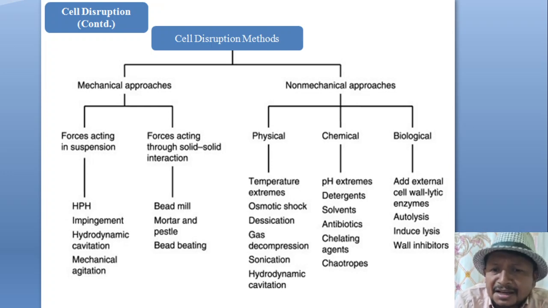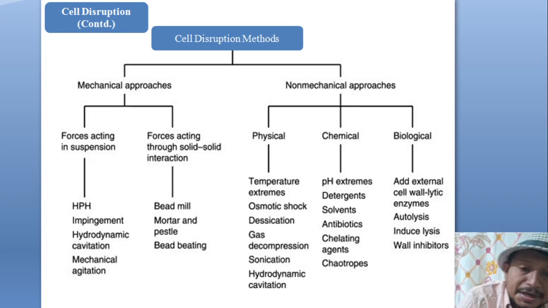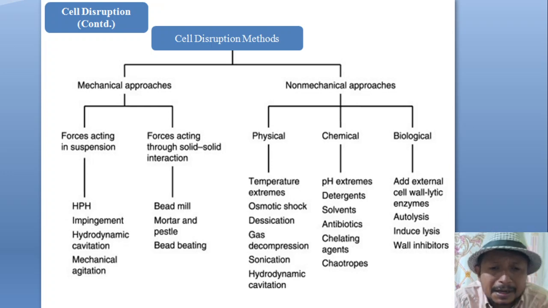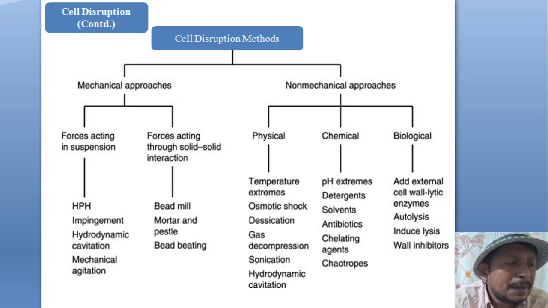Now in non-mechanical approaches, we have a physical way, a chemical way, and a biological way. In the physical way, we can use temperature extremes, osmotic shock, desiccation, gas decompression, sonication, hydrodynamic cavitation. Here, briefly, we can understand osmotic shock. What happens in osmotic shock? In osmotic shock, we place the cell in a high concentration of solute.